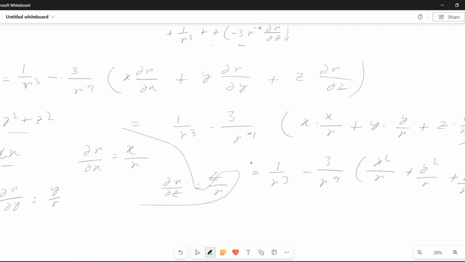So that can be written as 1 by r cube minus 3 by r to the power 4, times x square plus y square plus z square, which is r square, divided by r, so it will be r. And one more thing: that is not 1, that is 3, because there is 1 plus 1 plus 1. We made a mistake there, so that is 3. So this term will be 0, so the divergence of that term will be 0.